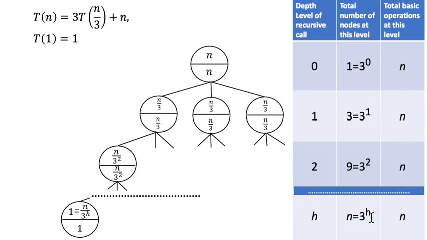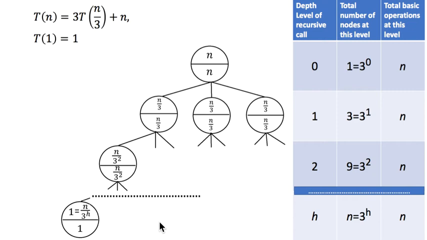What about input size? Input size at the 0th level is n, at the next level is n over 3, at the next level is n over 3 to the power of 2. So we suspect that at the last level we will have input size n over 3 to the power of h. And we also know that recursion stops when input size is equal to 1. So n over 3 to the h is also equal to 1.